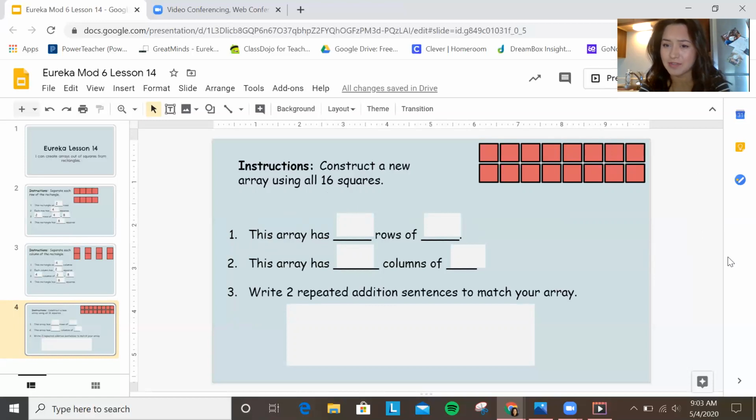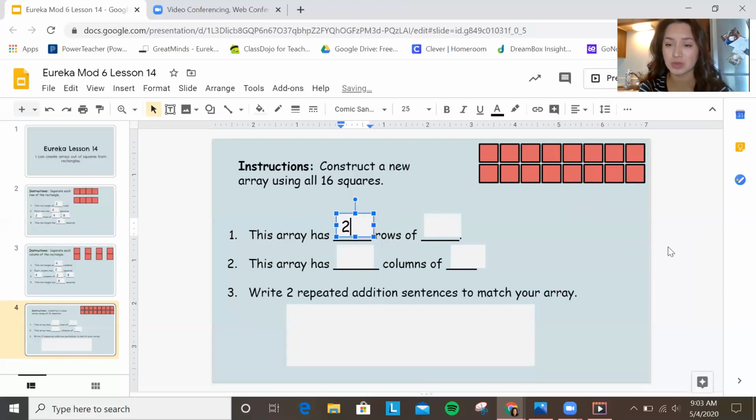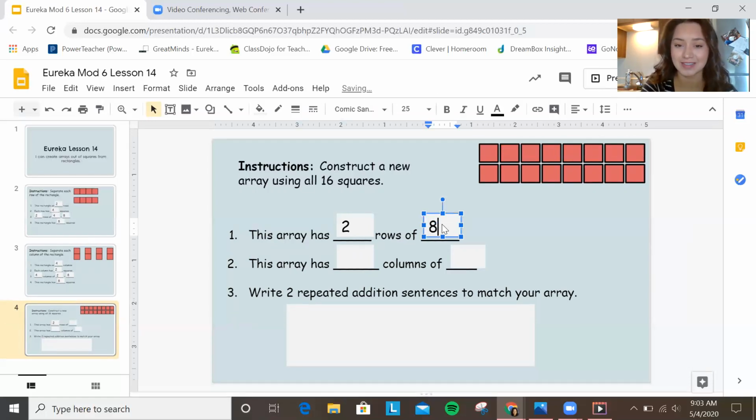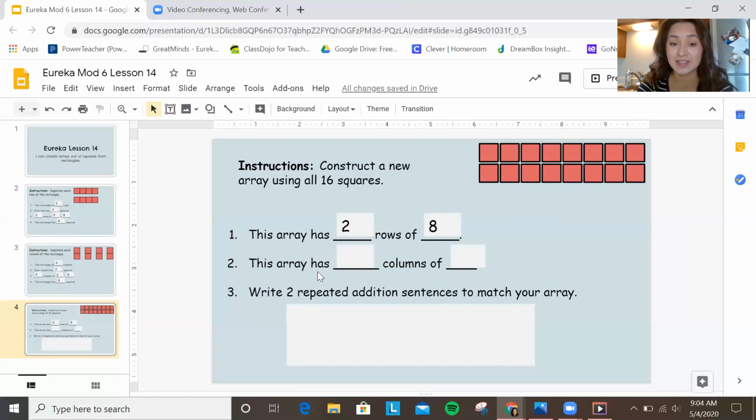This array has blank rows of blank. How many rows do I have? Which way do rows go again? Good, side to side. How many rows do I have? 2. 1 row, 2 rows. I have 2 rows of what? How many squares are in each row? Let's count. 1, 2, 3, 4, 5, 6, 7, 8. 2 rows of how many? 8. Good.